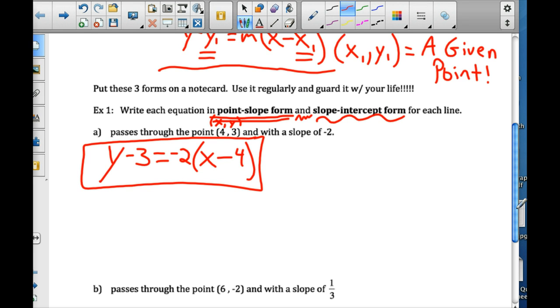Because look, did we write it in point slope form? Check it. Oh, do you want the notes? And if you want to grab it, there's some on top of the. Okay. All right.